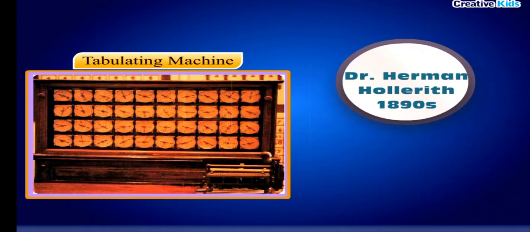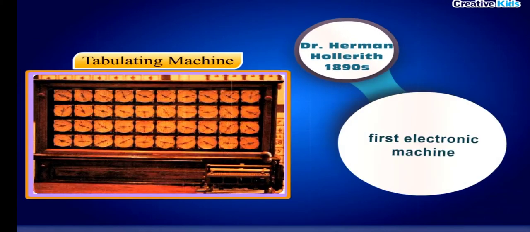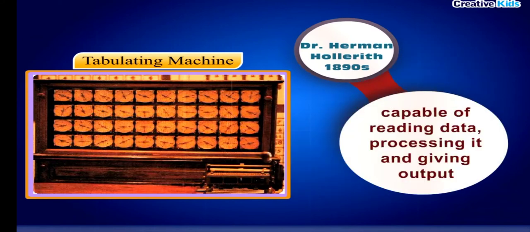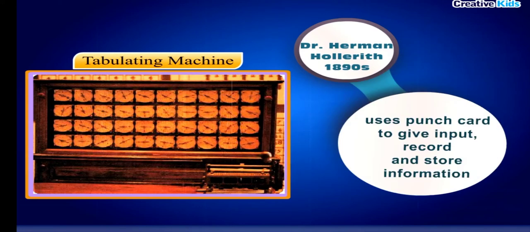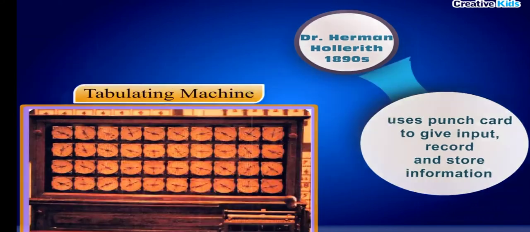Tabulating Machine. Dr. Herman Hollerith, 1890s. First electronic machine, capable of reading data, processing it and giving output. Uses punch cards to give input, record and store information.